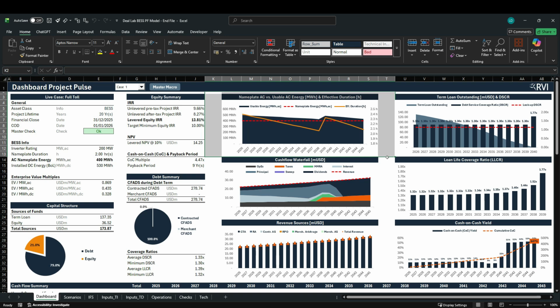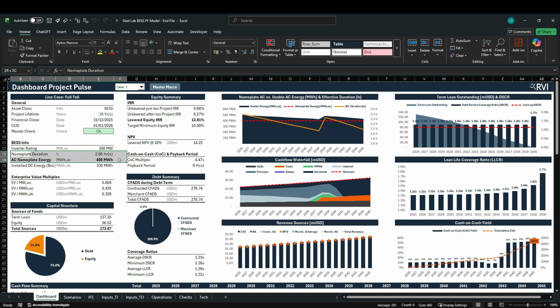Notice what happens around year 2038. Due to degradation effects, usable energy and duration drop almost below nameplate. You can see our nameplate duration and AC nameplate energy on the left-hand side of the dashboard. In year 2038, the battery's degradation is about to hit commercial limits. And right before the BESS is about to breach nameplate values, when the curve jumps back up in 2039, that's augmentation. New battery cells are installed to restore nameplate performance.